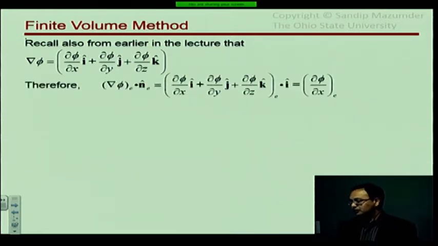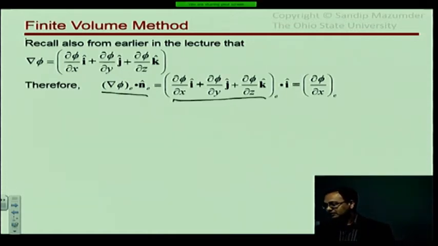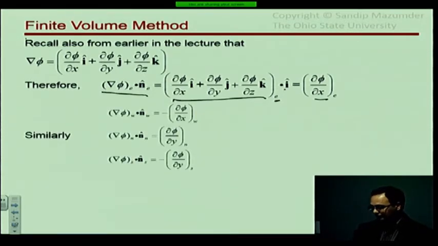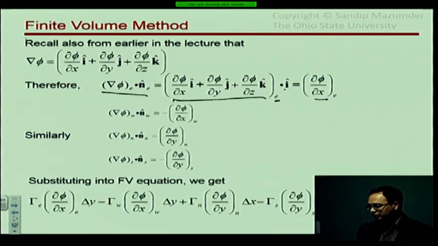So this term that shows up as the first term in the previous slide is simply this at the eastern face dotted with i. That gives me d phi dx at the eastern face. Okay, so that goes in. And then similarly we do the same math for the other 3 terms. We get negative d phi dx at the western face, d phi dy at the northern face, and negative d phi dy at the southern face. Okay, we plug all that into our governing equation. This is what we end up getting.